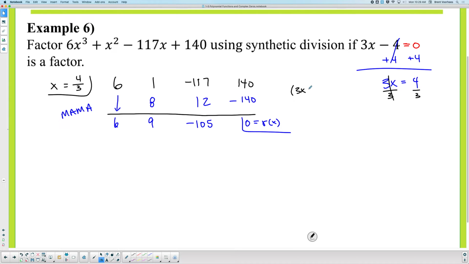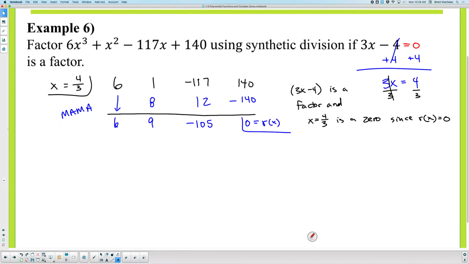3x minus 4 is a factor, and x equals 4/3 is a zero, since the remainder equals 0. That's what we just proved there. Now, they told us that. We just proved it. Now, what you have to do, though, you see how this is a 3x here?